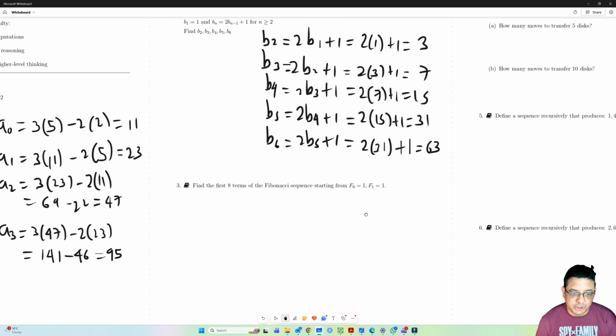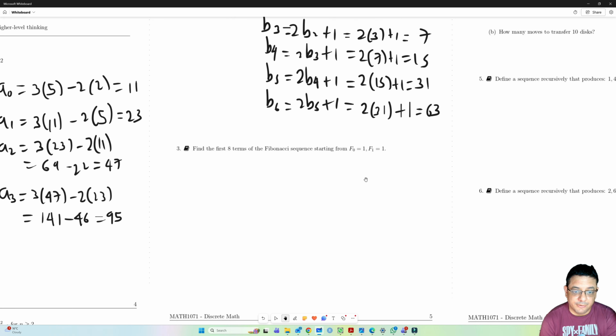Now on the Fibonacci, when we're trying to find the first 8 terms, we already have the first two, F0 and F1. So we're going to go for F2. And remember, Fibonacci is just the sum of the previous terms. That's how the sequence of Fibonacci came into play. So we have F0 and F1, so we just need to find up to F7.